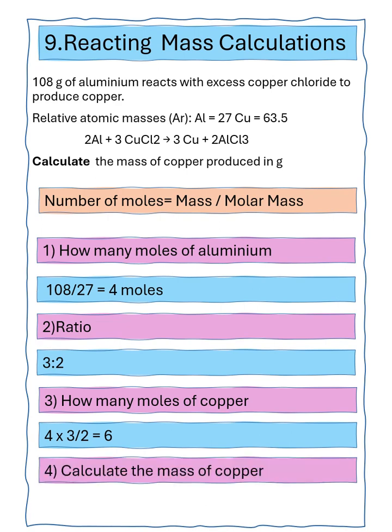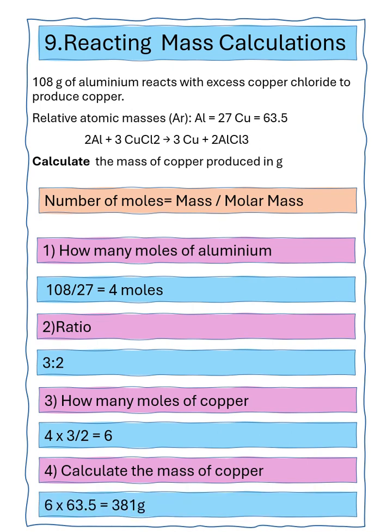We can then calculate the mass of copper using the equation number of moles equals mass divided by molar mass. So it's 6 moles times by the relative atomic mass of copper, which is 63.5. So the total mass of copper is 381 grams from 108 grams of aluminium.